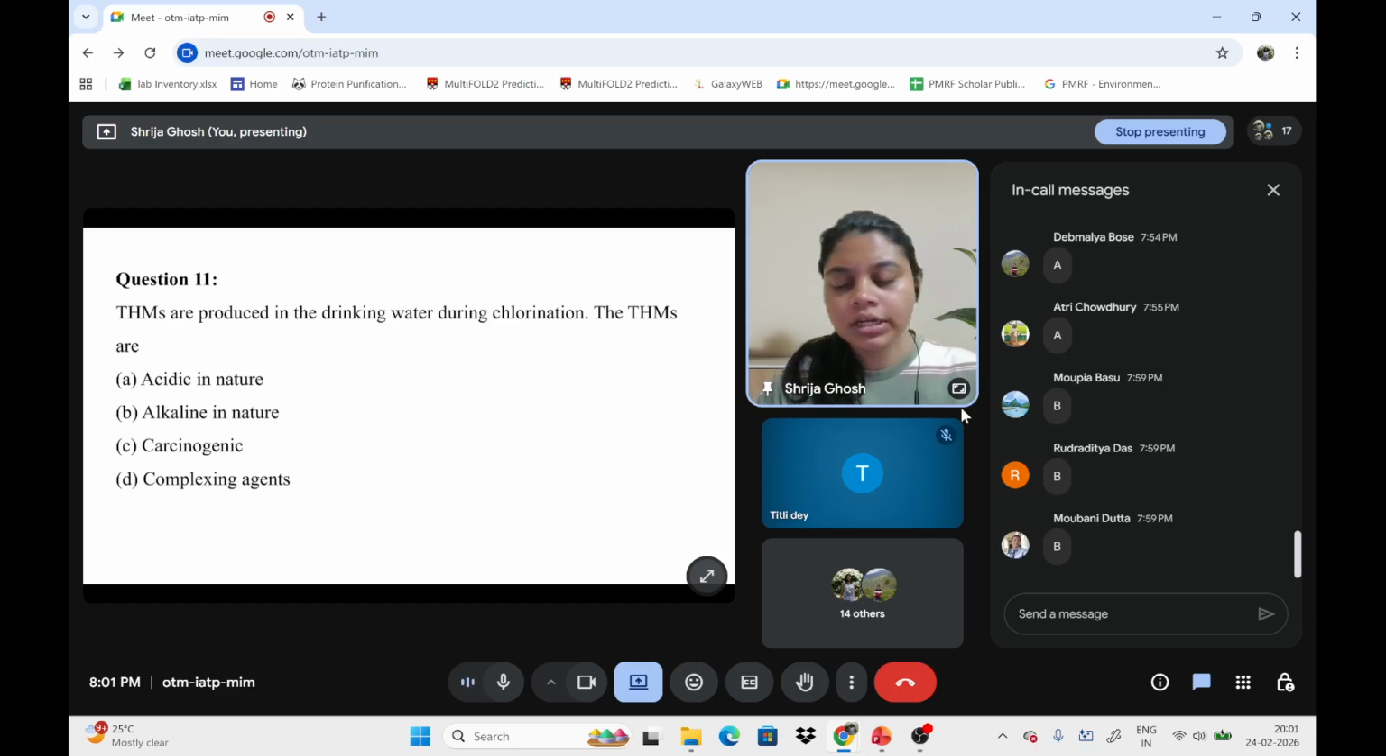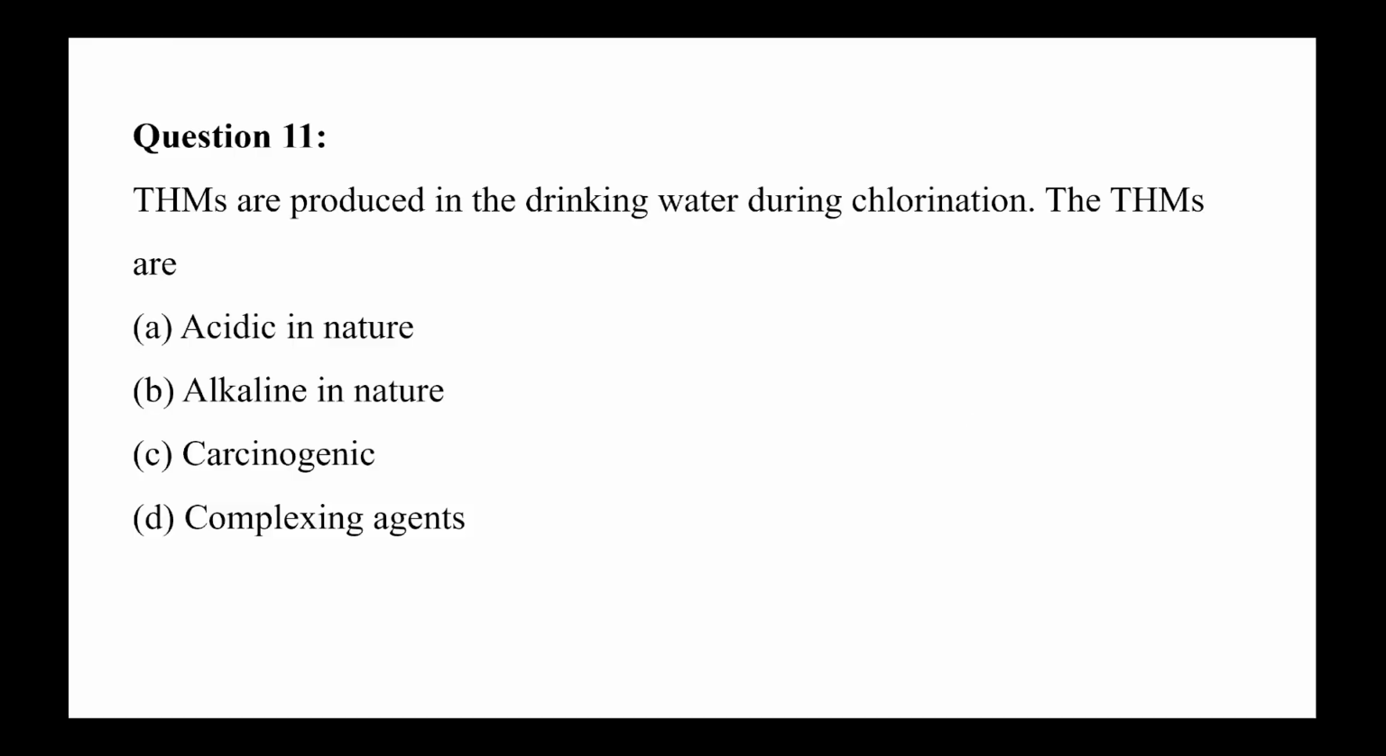Okay, let's see the correct answer. The correct answer actually is option C, carcinogenic. So at higher pH, or at alkaline pH, the production of trihalomethane is more probable, but the THMs in itself are not alkaline in nature.